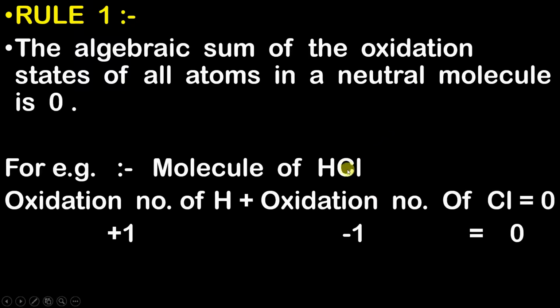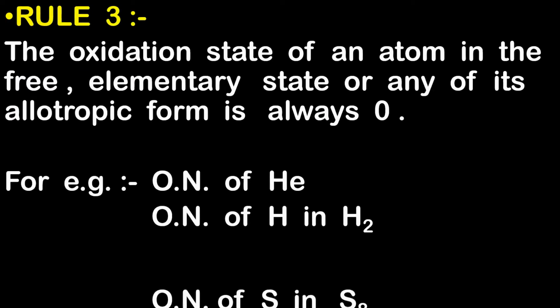I repeat myself again. The oxidation number of hydrogen is +1 only for the molecule of HCl. It may vary as the molecule changes. So if you consider some other molecule, it is a possibility that the oxidation number of hydrogen may be different. Now how it can be different, we will understand that. Don't worry about that. So I hope you have understood the fourth rule. Yes, you have understood the fourth rule also.